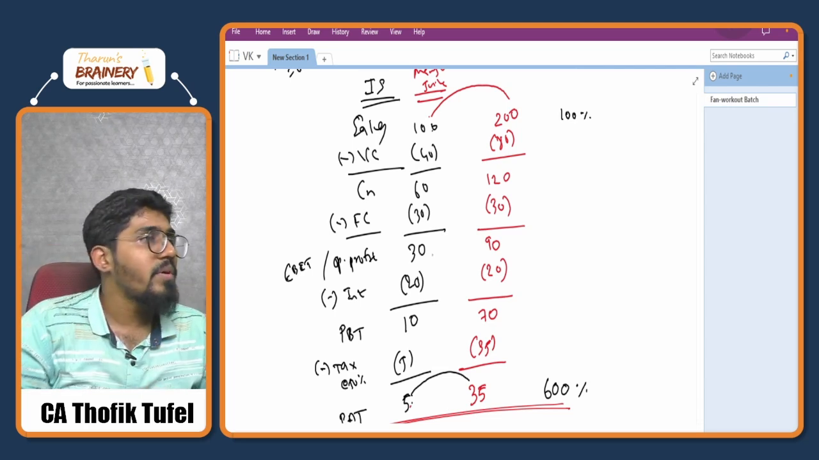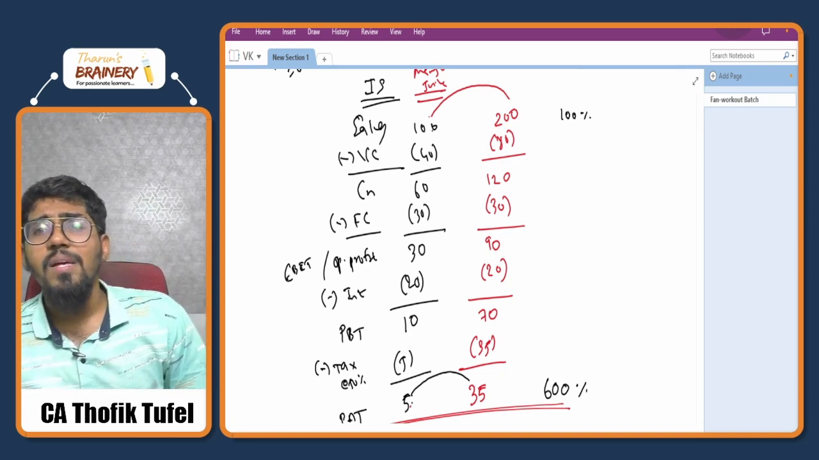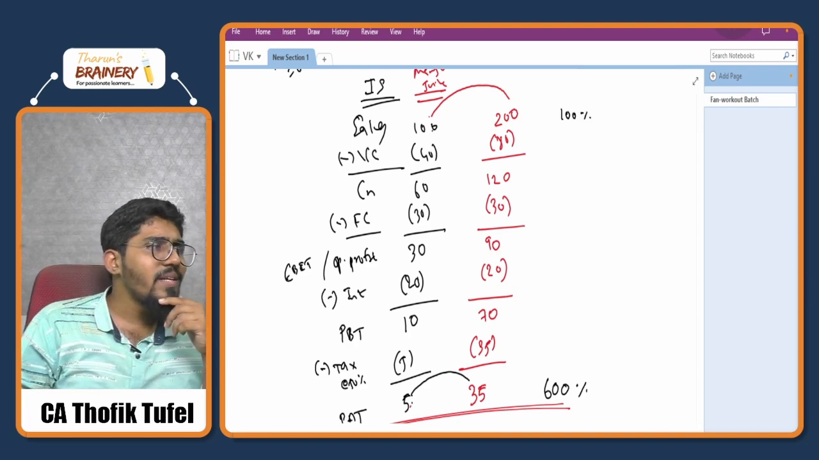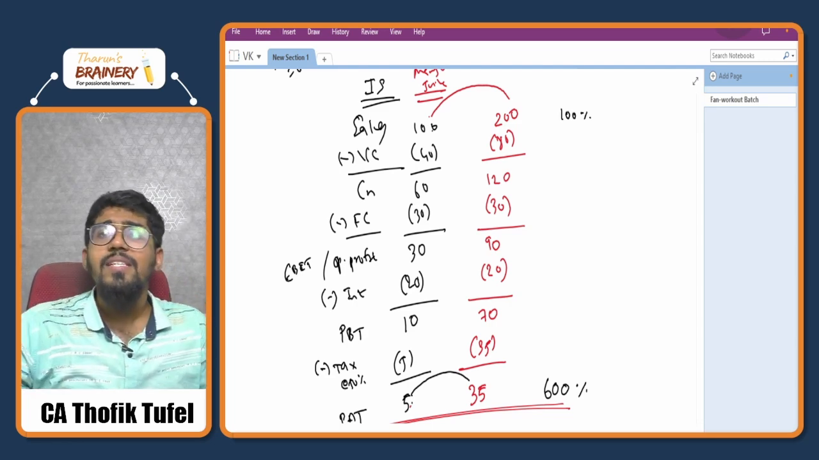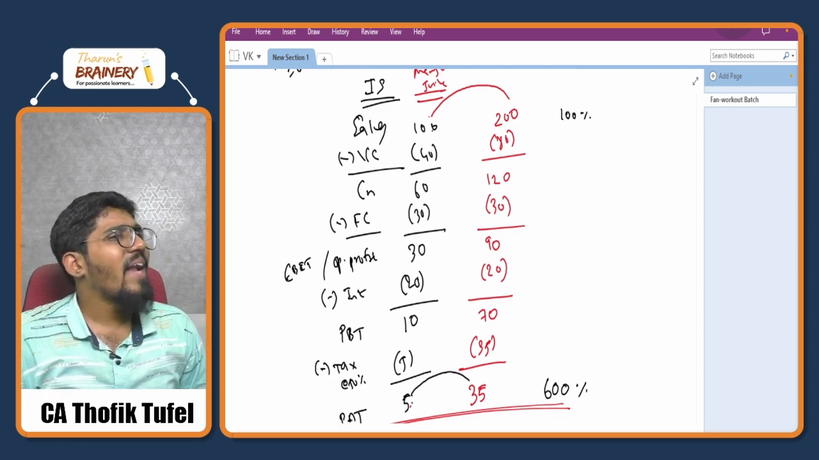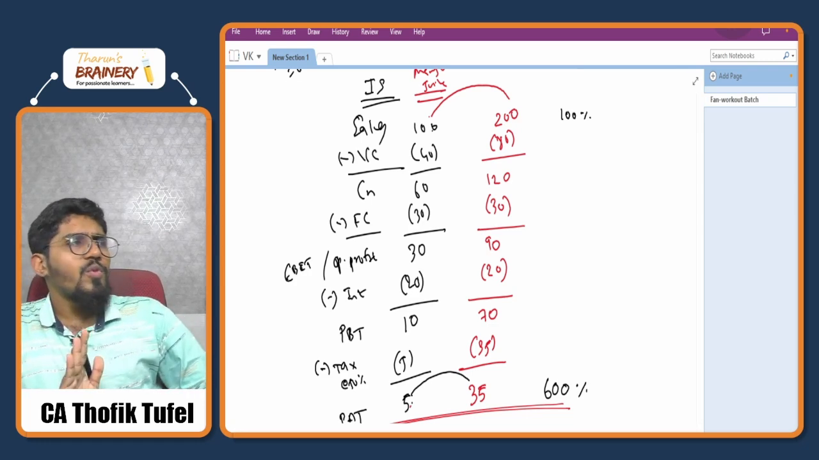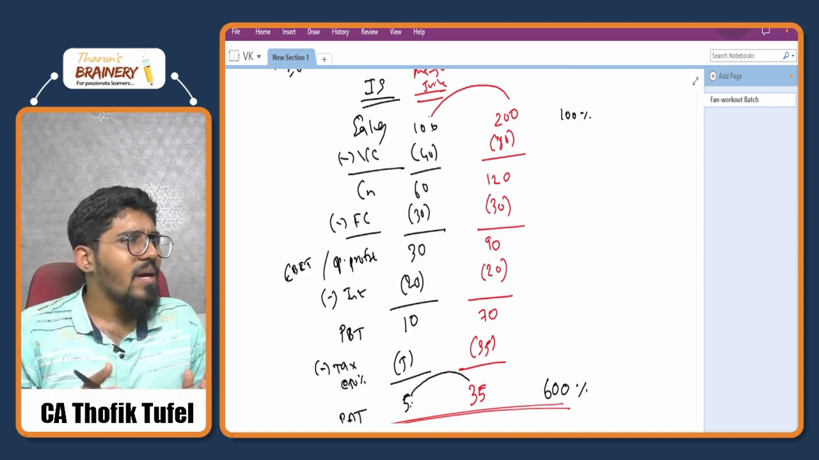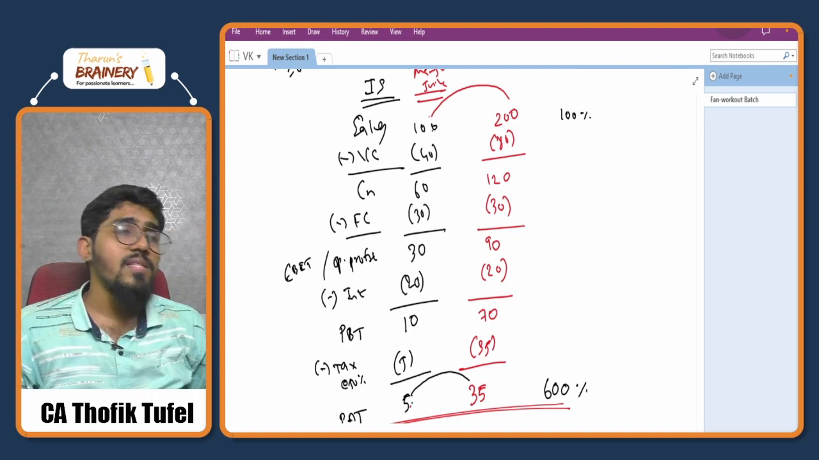I'm proving it by numbers also, right? So now, 100% increase in sales. What is the percentage increase in profit? 600% increase in profit. Now the question is, why, sir? How this is happening and why this is happening is the next question. If I'm pushing my sales a little, profit should also be pushed a little. Why the profit increase is more than the increase in sales is the question.